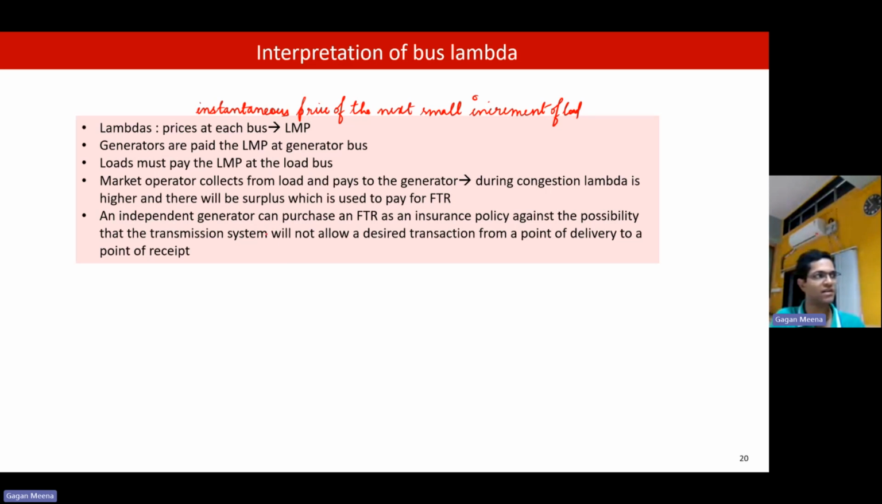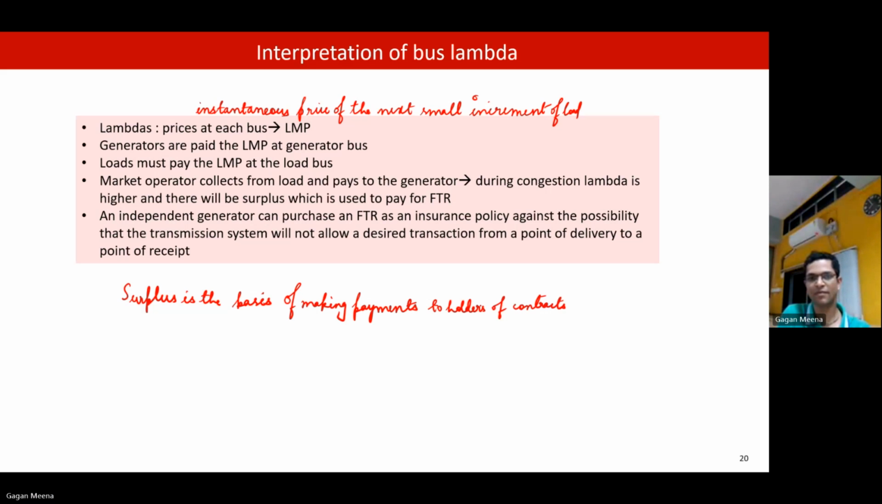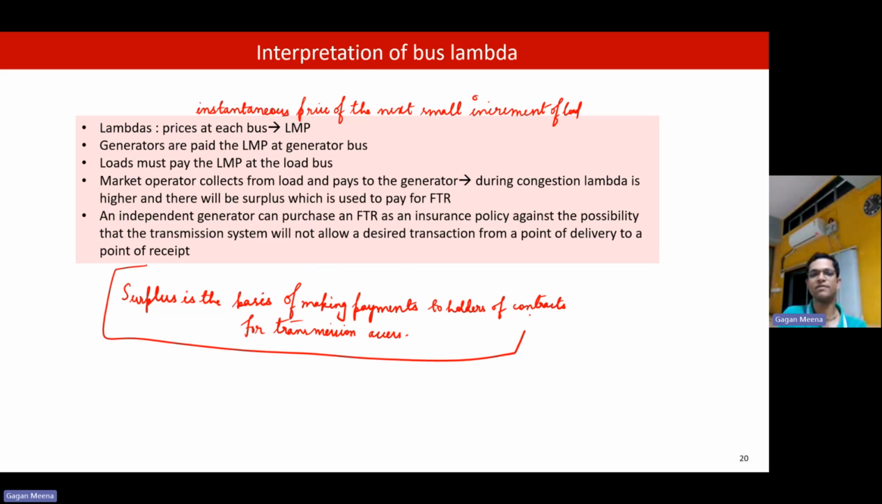And for the independent generator, the surplus is the basis, that surplus is the basis of making payments to holders of contracts for transmission access. That surplus will be used in this way.